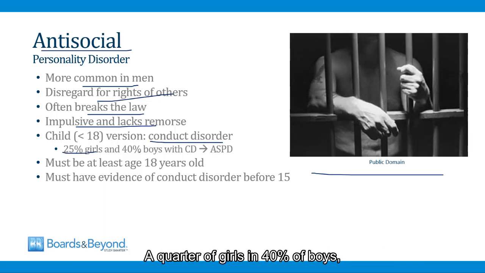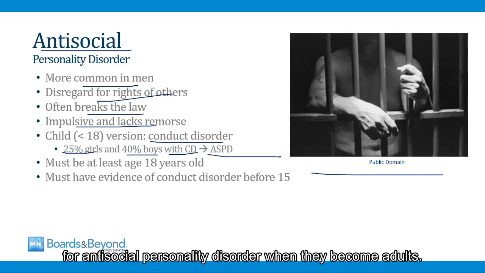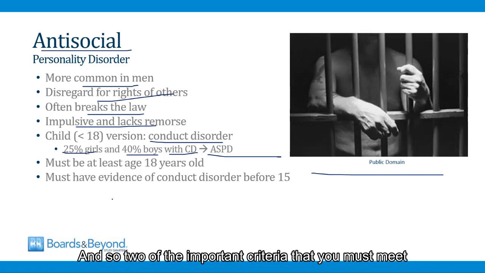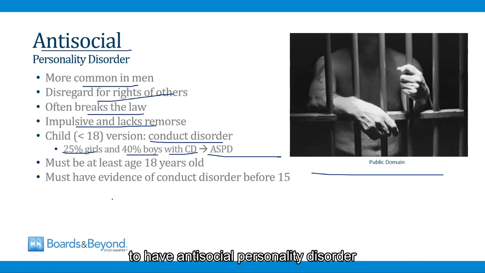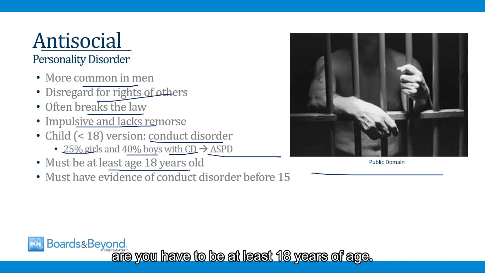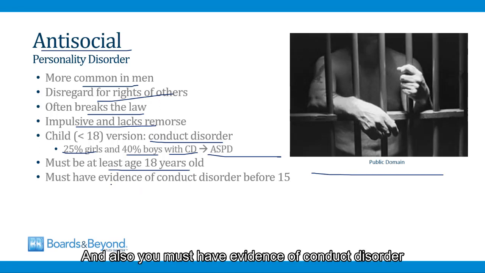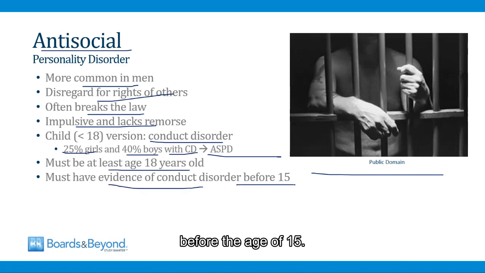A quarter of girls and 40% of boys who have conduct disorder will eventually meet criteria for antisocial personality disorder when they become adults. And so two of the important criteria that you must meet to have antisocial personality disorder are you have to be at least 18 years of age. If you're younger than that, you have conduct disorder, not antisocial personality disorder. And also you must have evidence of conduct disorder before the age of 15.